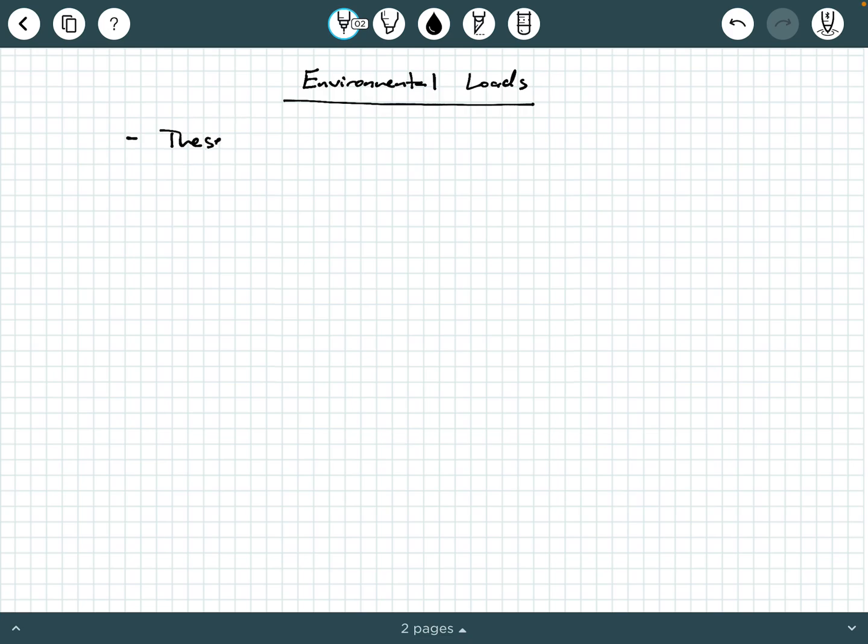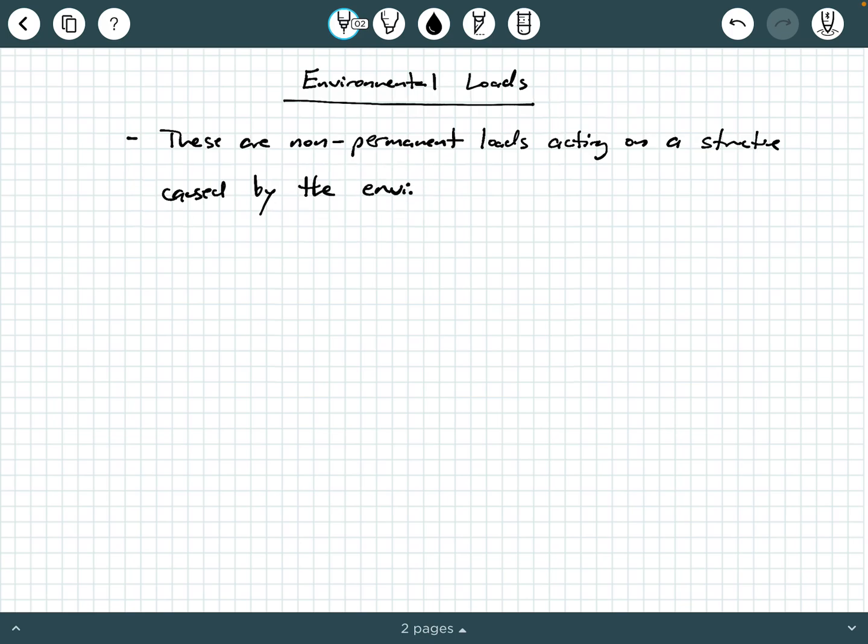These are non-permanent loads acting on a structure caused by the environment. Okay, so what would that include? What are these non-permanent loads that could cause additional weight or forces on a structure that are caused by the environment? What would some of those be?